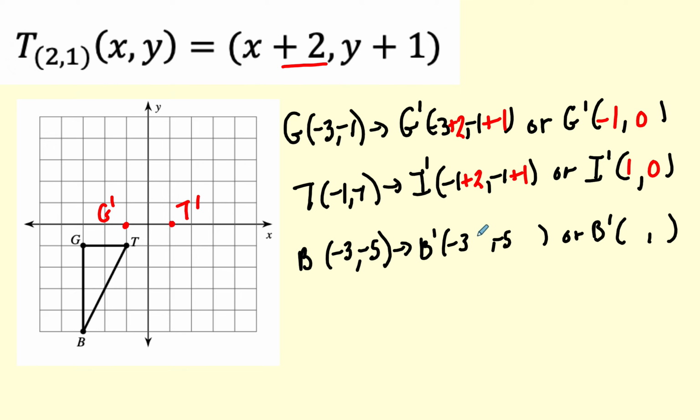And again, I'm adding 2 to the x, and I'm adding 1 to the y. So this will be -1, -4. -1, 1, 2, 3, 4. That'll be B prime. And this is what it's going to look like. And this is called a translation.